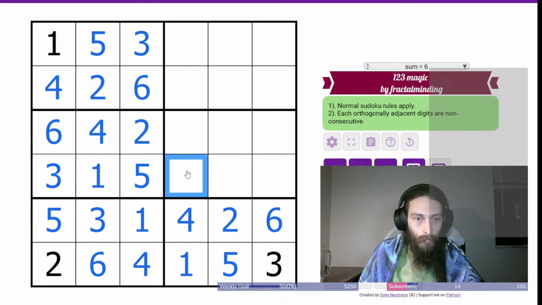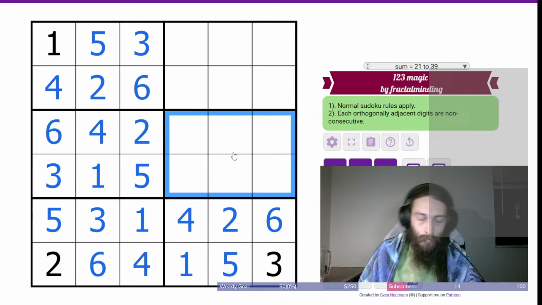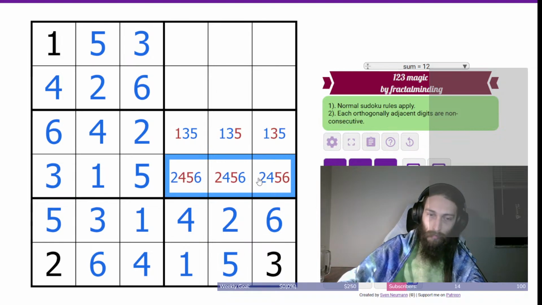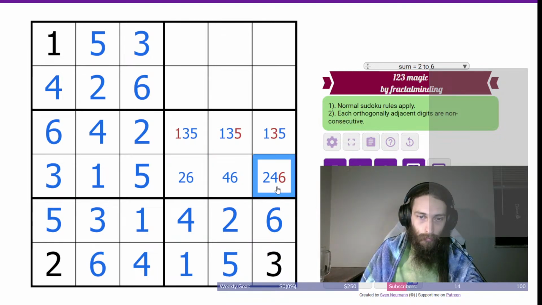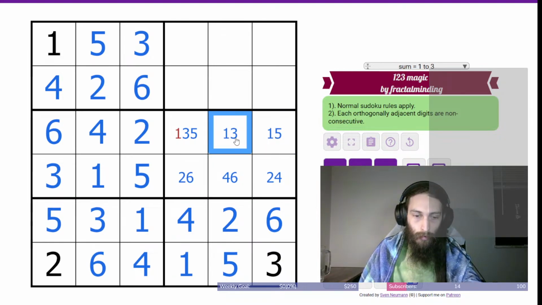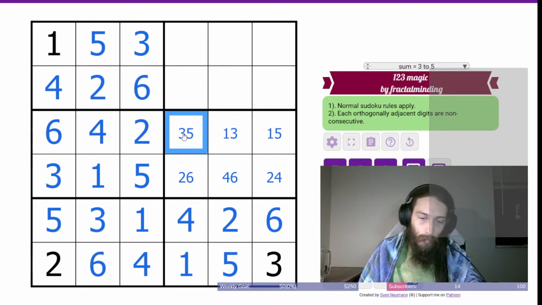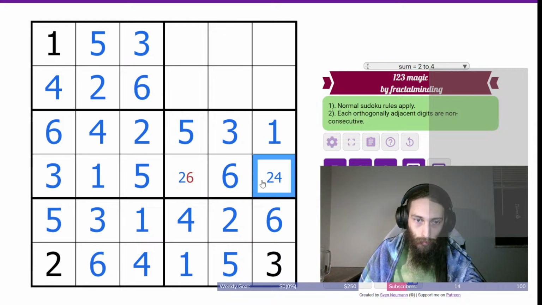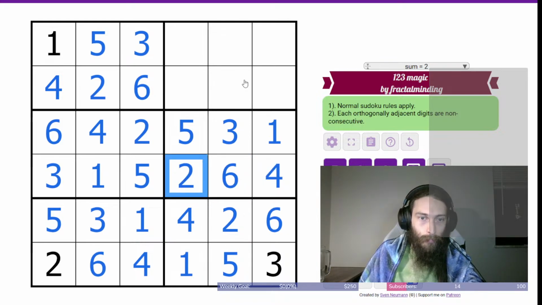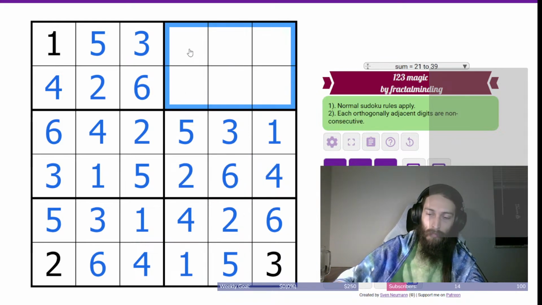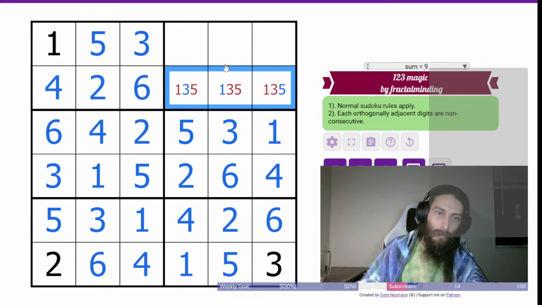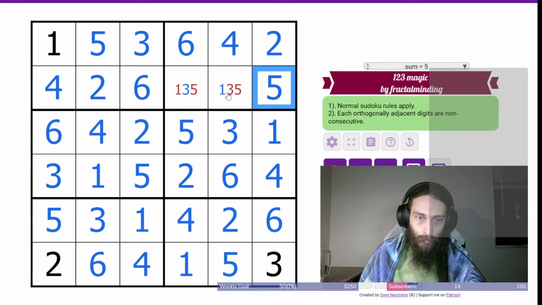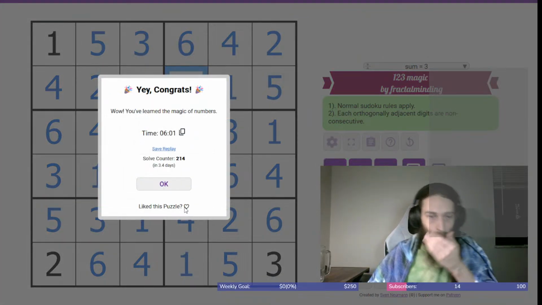Now it doesn't matter which one you choose. 6, 1, 3, 5, 2, 4, 6, 3, 5, 1. And 2 can't be next to 3, so that's a 5, that's a 1, that's a 3. 3 can't be next to 4, so 6, 4, and 2. 1, 5, 3, 2, 4, 6, 6, 4, 2, 5, 1, 3. Nice.